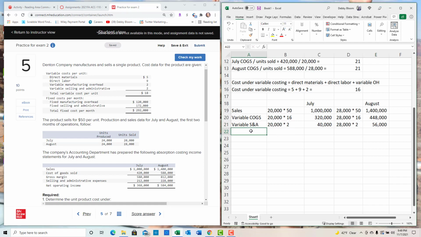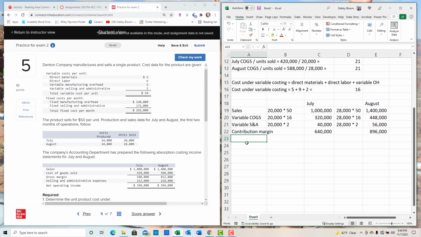Now to calculate the contribution margin, we just take the sales and subtract the variable costs. So I'm going to take the 1 million, subtract the 320,000 and subtract the 40,000. And for August, I'm going to take the 1,400,000, subtract 448, and subtract 56,000.